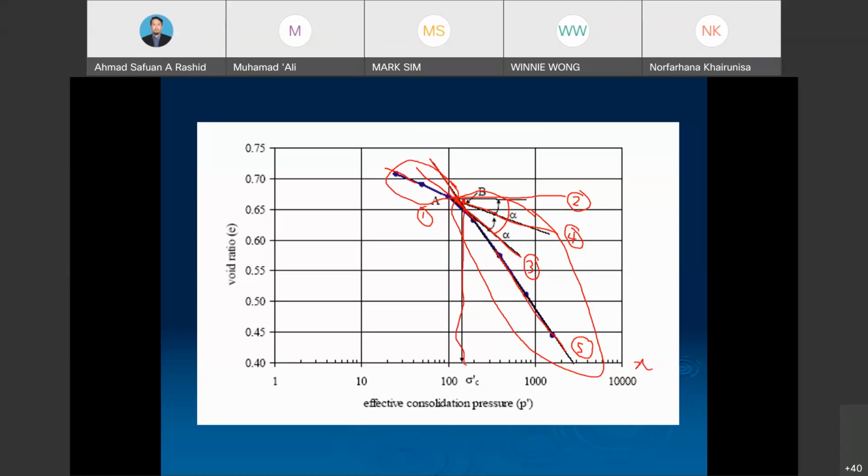So this x-axis value represents the pre-consolidation pressure, or sigma C.